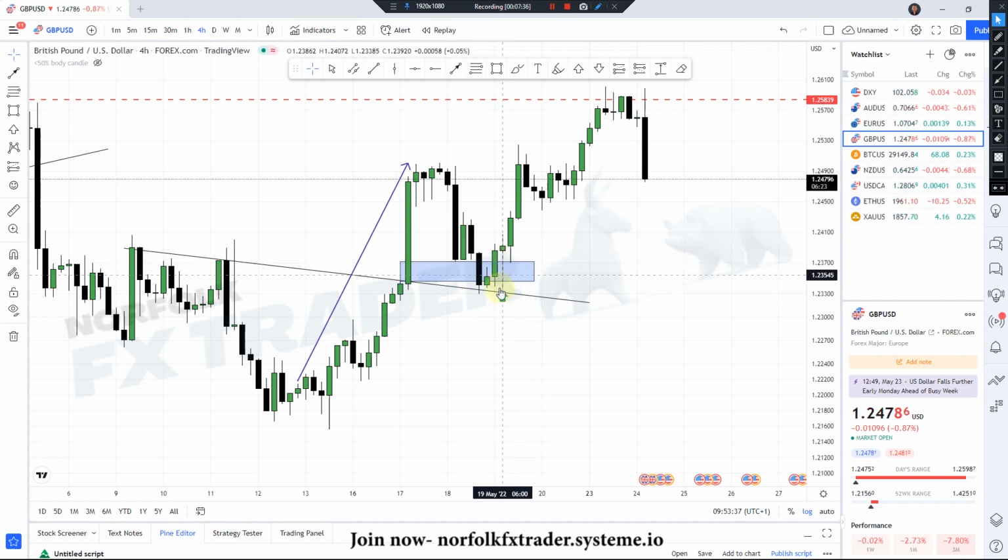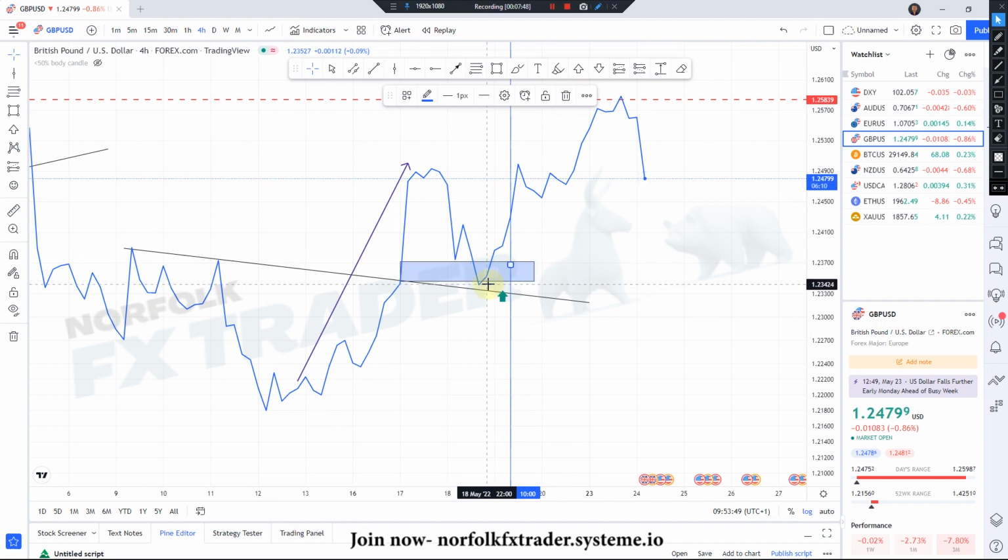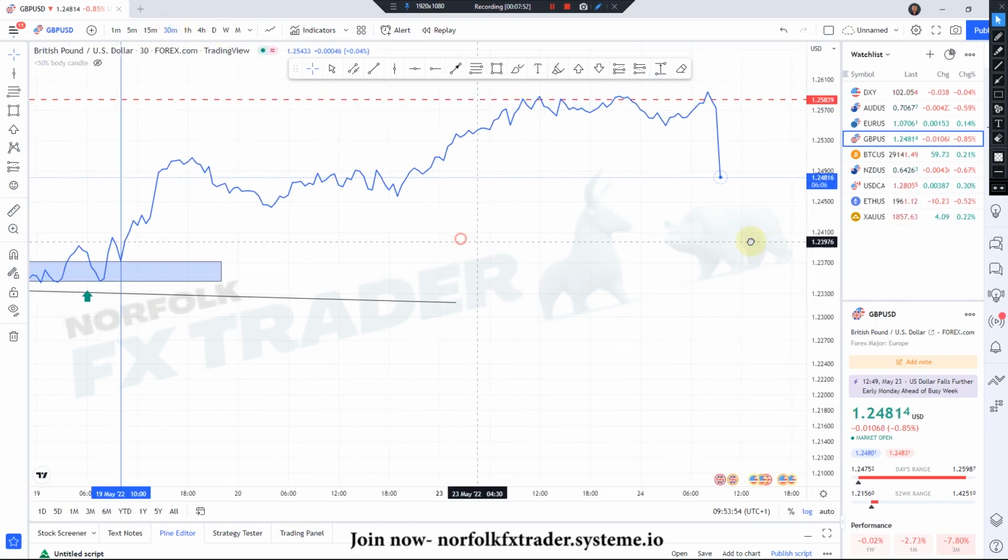You could understand that when the market took these lows on a lower time frame, this would have been a good time to take a buy. So if we actually look now at a lower time frame, let's go back to the line chart once again. So you can see this is that break retest. Let's go to a 30-minute first.